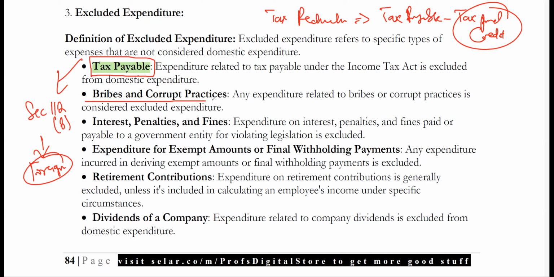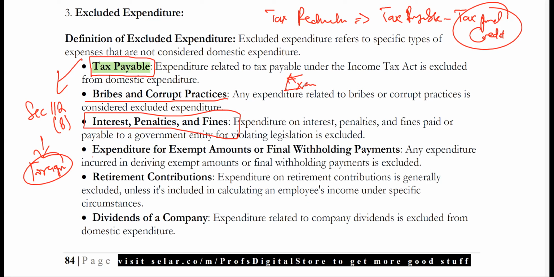So if you pay a bribe or you engage in corrupt practices, okay, that expense you incurred, maybe for paying a bribe to police officers, or you gave some goods when customs caught you, you can't charge it to your account because you could have avoided it. If you pay any interest, penalties, or fines, you could have avoided it. We do not allow.